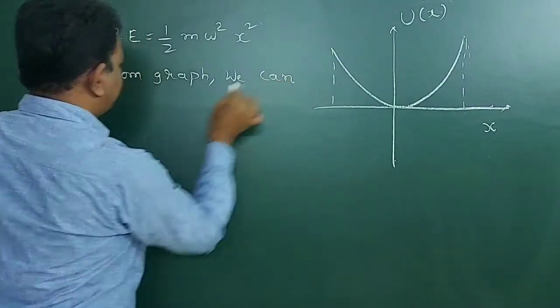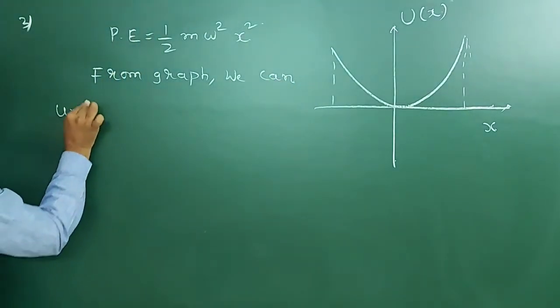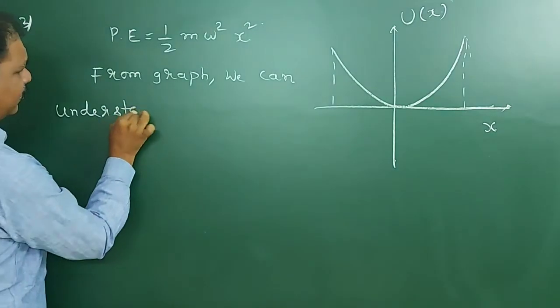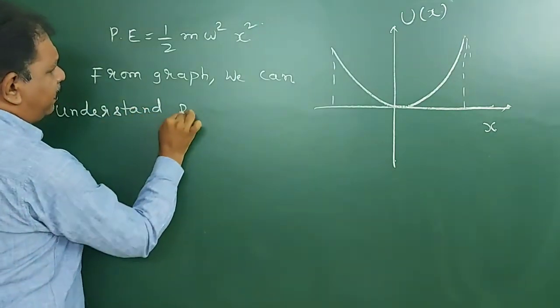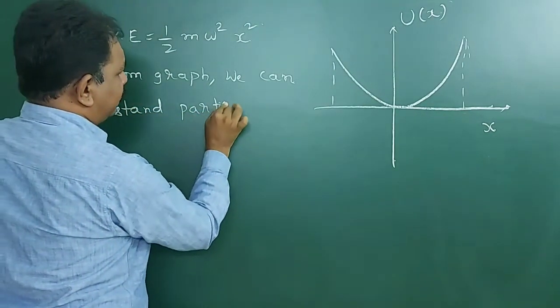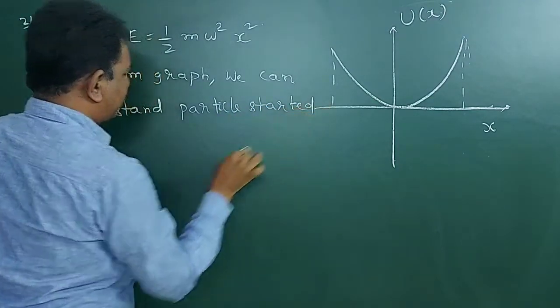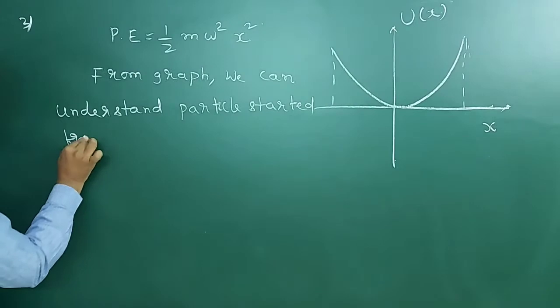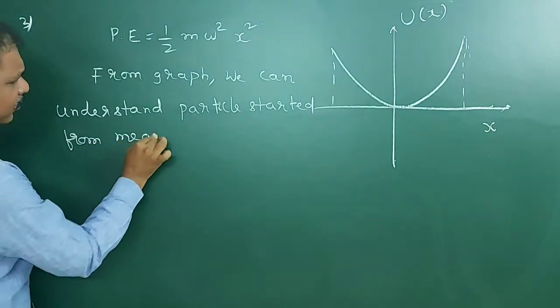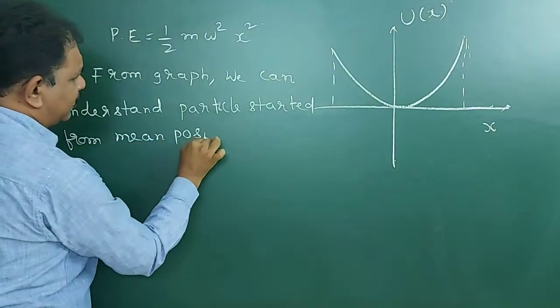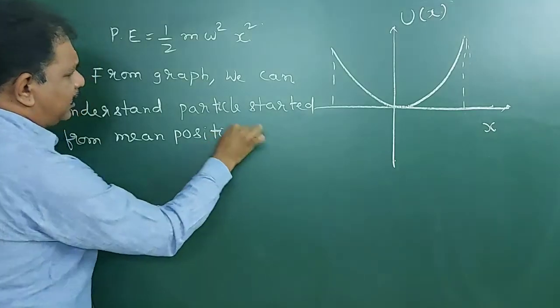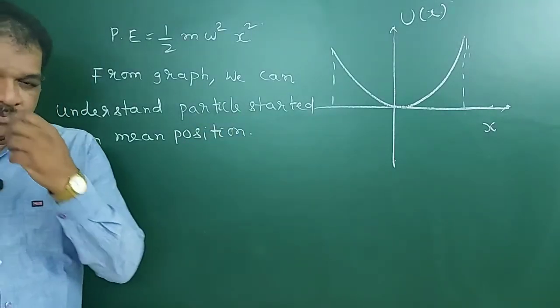So from the given graph we can understand the particle started from the mean position. Particle is started from the mean position.